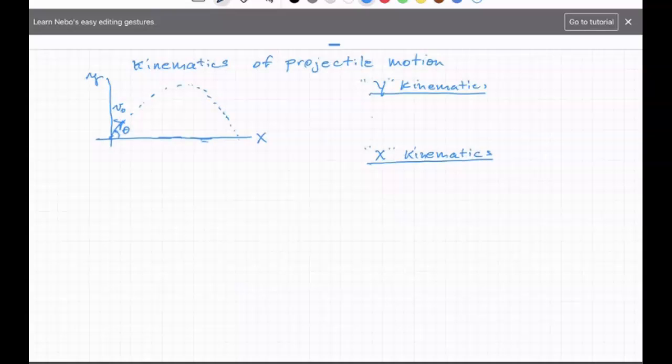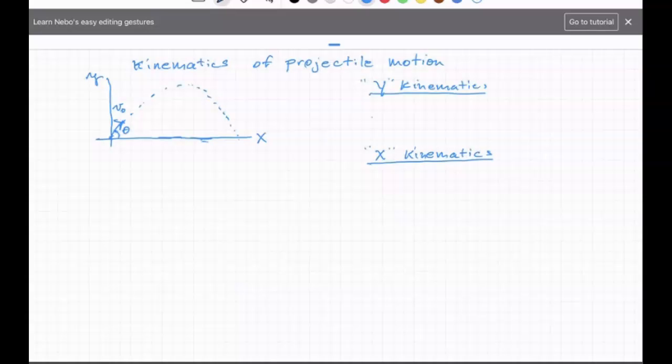In this video, I'll discuss the kinematics of projectile motion. We start with the figure shown. A projectile begins its motion with an initial velocity v sub 0 and is projected with an initial launch angle theta.